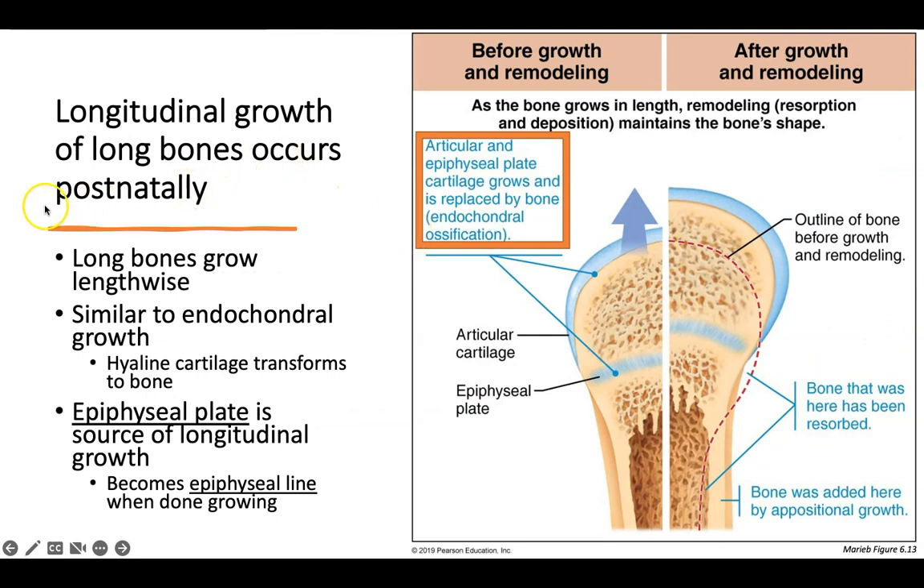Okay, so now a third type of growth. This is something that actually continues to occur postnatally. This is called longitudinal growth. So this is the lengthening of long bones. And it's very similar to endochondral growth in that it is the replacement of hyaline cartilage with bone. However, the big difference is that this longitudinal growth only occurs at the epiphyseal plate. So that epiphyseal plate is the source of longitudinal growth.